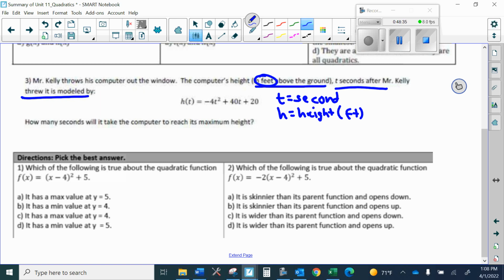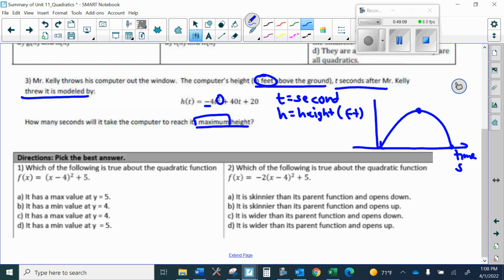Okay. All right. How many seconds will it take the computer to reach its maximum height? Well, I know it's a quadratic, so I know it's a graph into a parabola. The A is negative, so I know it's opening down. And so where's its maximum height going to be? At the vertex. So another keyword, maximum, right there, we know it's going to open down to be a maximum. Now this x-coordinate, the x-axis is always time, always time. So this is going to be my seconds along here, and the y is the height.